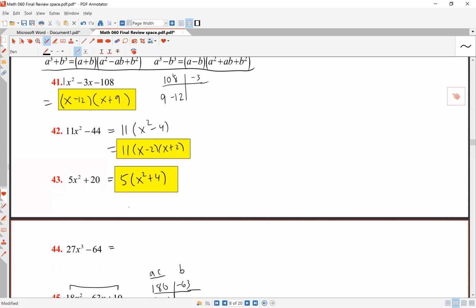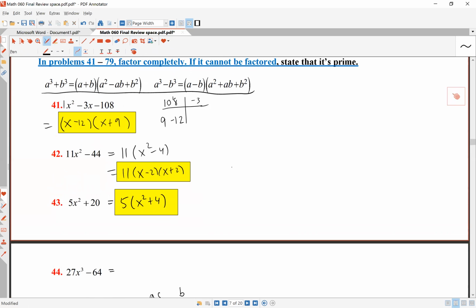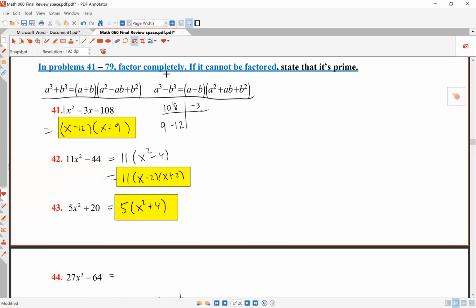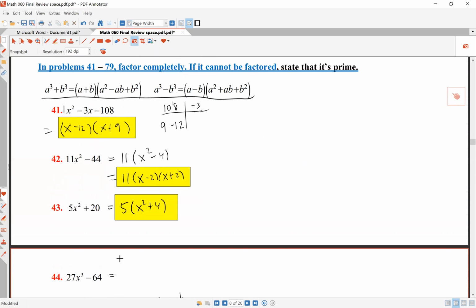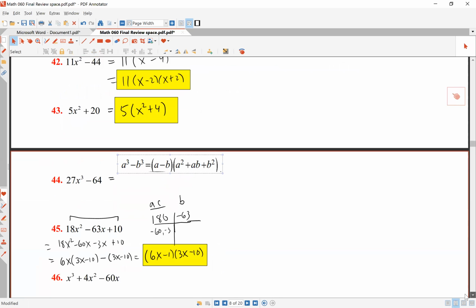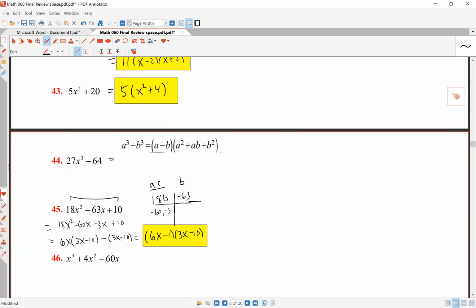Okay, 27x cubed minus 64. That matches this formula. So we use the difference of cubes formula. So we have to find these pieces first. 27 is the cube of 3. x cubed is the cube of x. 64 is the cube of 4. So it says we recover our two pieces, a minus b, 3x minus 4.